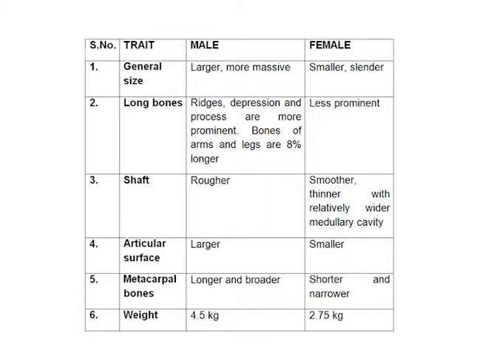Take the metacarpal bones, they will be longer and broader in males, whereas they will be shorter and narrower in females. If you just take the weight of the whole skeleton, the males weigh roughly 4.5 kgs, whereas the females weigh around 3 kgs, 2.75 to 3 kgs.